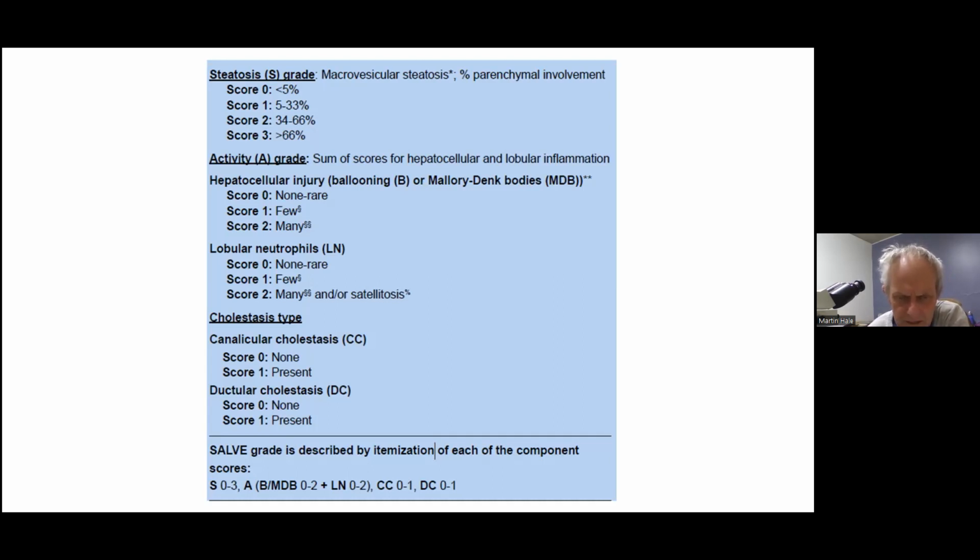I'm not sure if you can see it because of the bottom of the screen. But effectively what you do, can everybody, that's it, that's better.